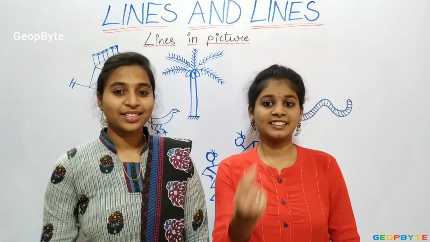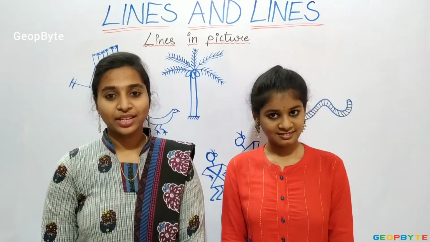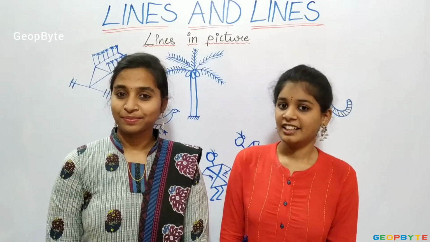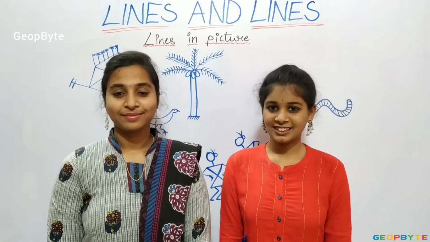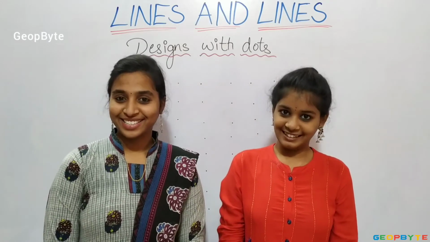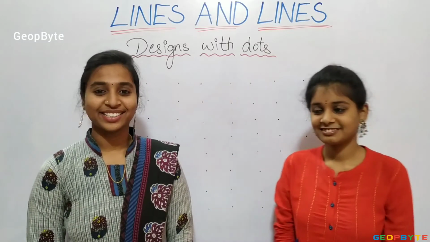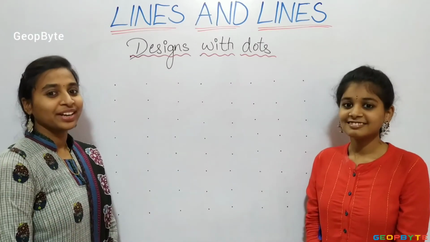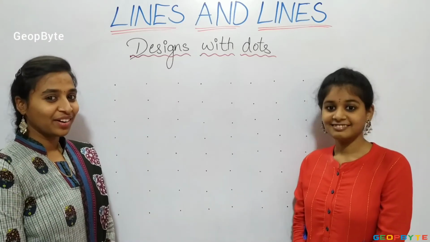Hey kids, there is a small activity for you. Try to identify different types of lines and different types of curves in things at your home. Now we have completely understood the topic lines in picture. Now let us get into the topic designs with dots. Hey kids, see here we have few dots. Now let us make a design on these dots. Now I will draw a fish.